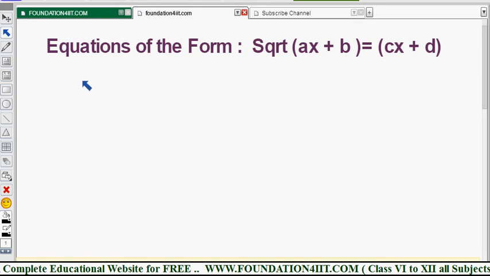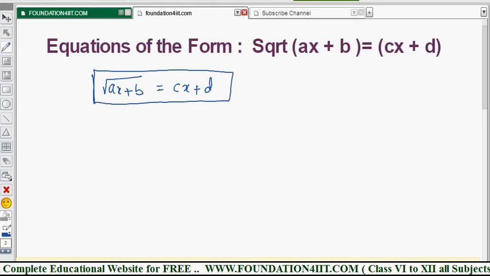So in quadratic equations, some of the questions are in this form: square root of ax plus b is equal to cx plus d. So this is the square root. If any equation is in this form, how to solve it and how to get the roots? Let me take one example and explain it.